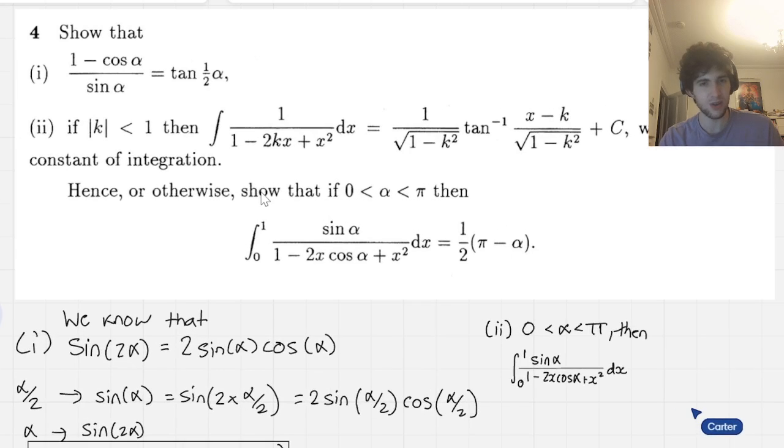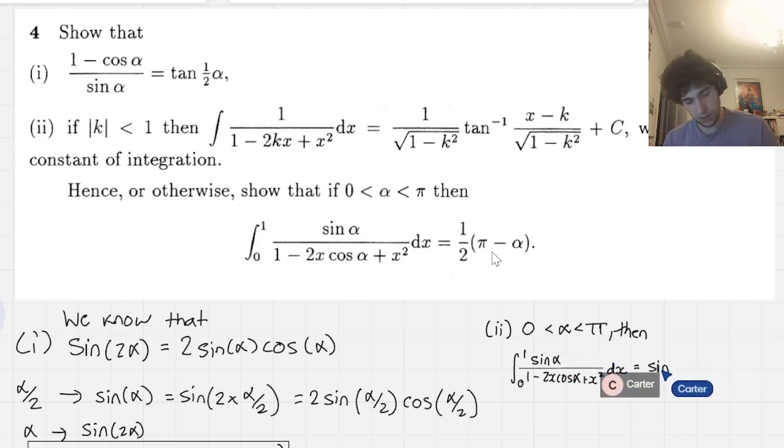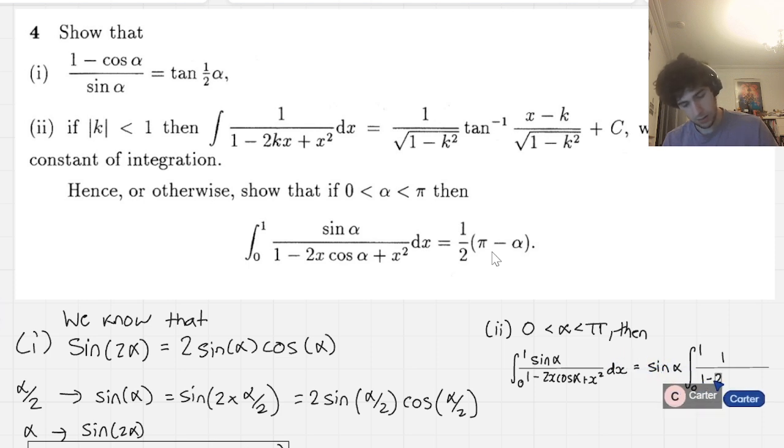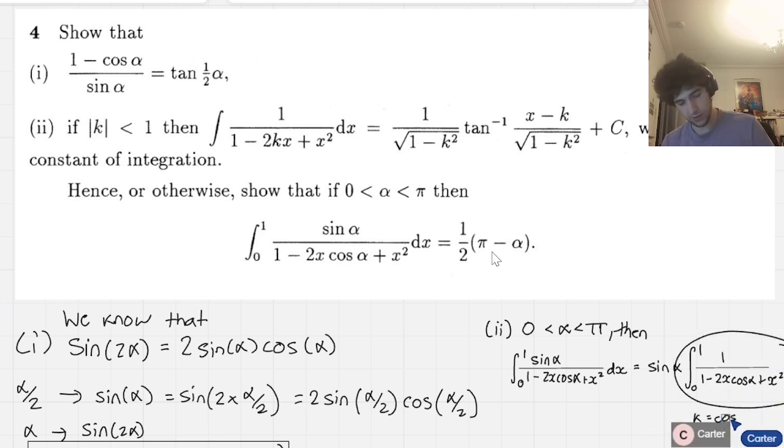Because that clue, the integral of 1 over 1 minus 2kx plus x squared, looks very similar to what they've given us over here. In fact, it's pretty much the same thing. If I write my integral as sine alpha multiplied by the integral from 0 to 1 of 1 divided by 1 minus 2x cosine alpha plus x squared, then with respect to x this is the same as the integral they gave us, except k is equal to cosine of alpha.